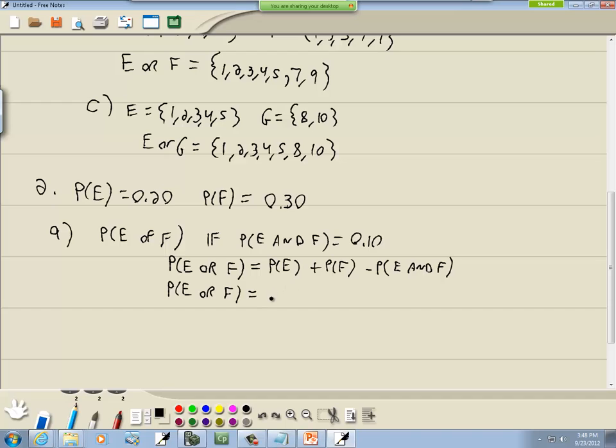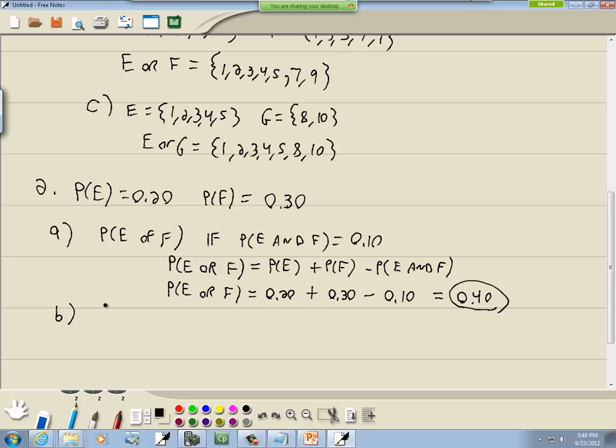Well, probability of E we said was 0.20. Probability of F is 0.30, minus, they tell us probability of E and F is 0.10. Well, it gives us 0.5 minus 0.1. We get 0.40. And that's our answer.